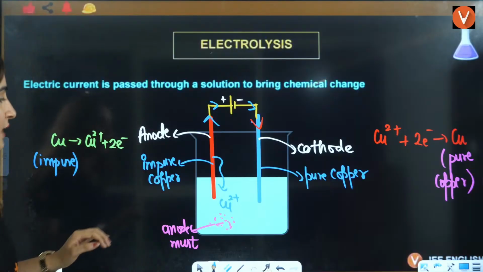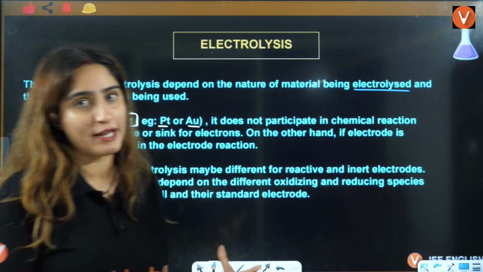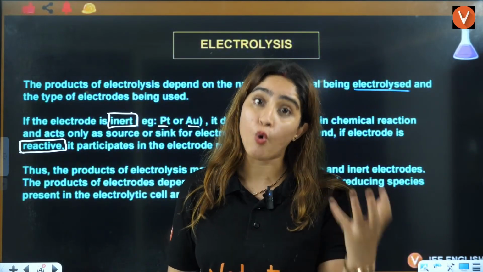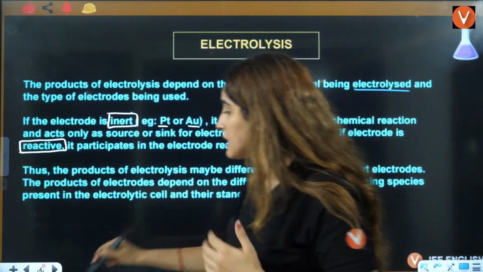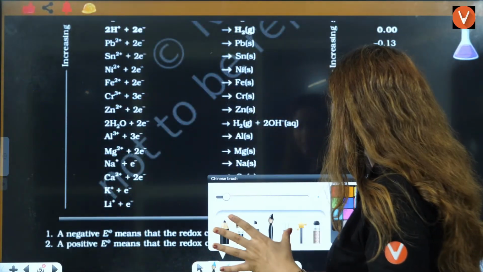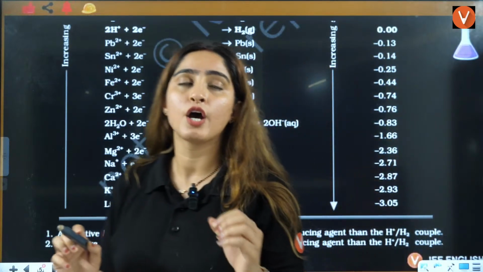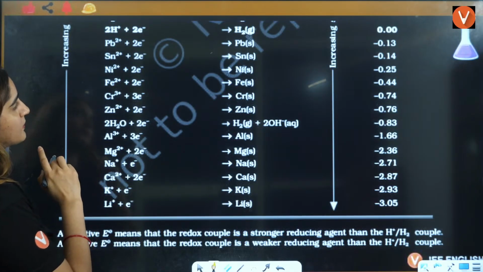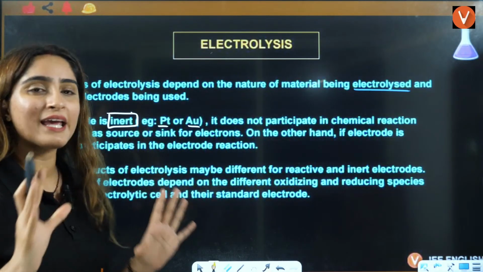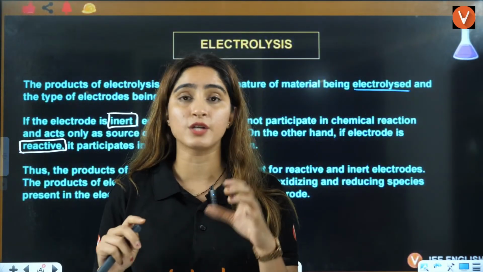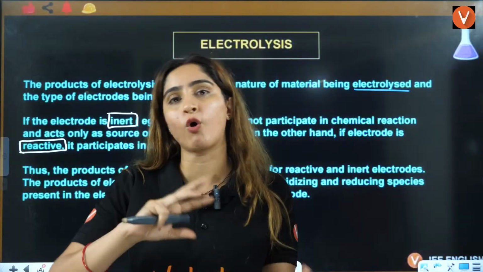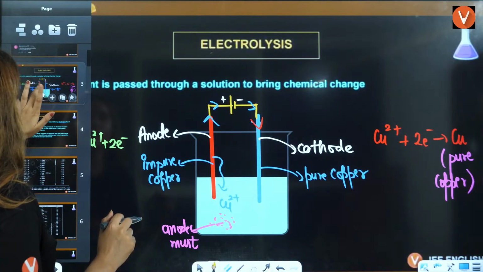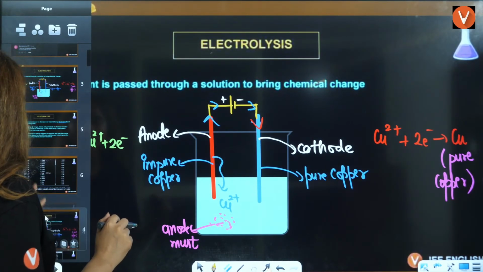But the question that they ask you in the exam is regarding product of electrolysis. That depends upon the type of electrolyte you take and the type of electrode you take, right? So today we are going to see different types of products. In all the cases, there is one weird case, that is water, which can undergo oxidation and also undergo reduction.